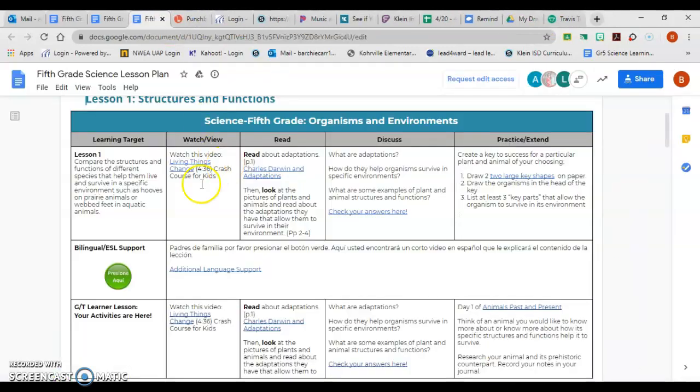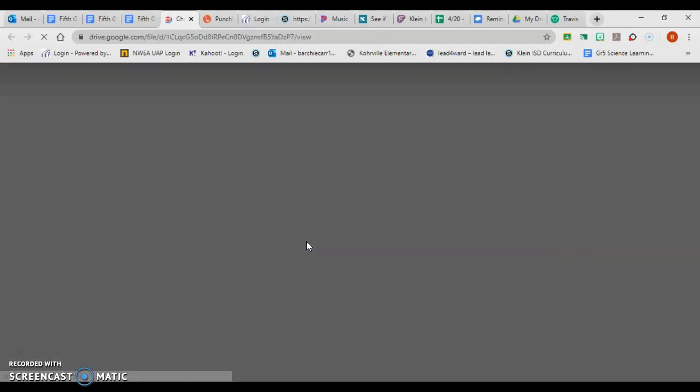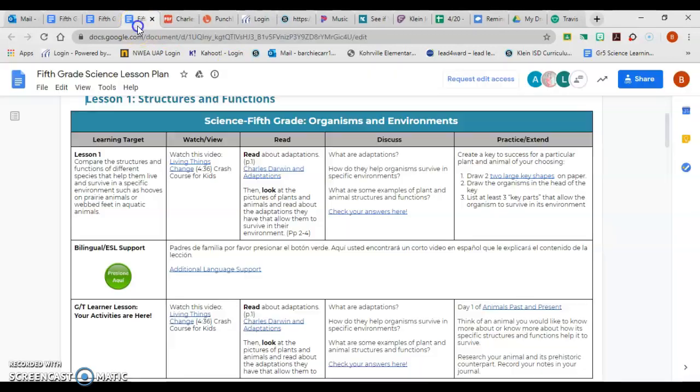All right, so you can watch that, and then you're going to read about these adaptations. And again, you're going to click on that link and then open it up. Be very careful that you're reading the directions, because it says you're going to read about the adaptations on page 1, but then there are some pictures of plants and animals and descriptions of the plants and animals on page 2 and 4. So you've got to read about the adaptations first, and then you're going to look at these pictures. So be very careful about that.